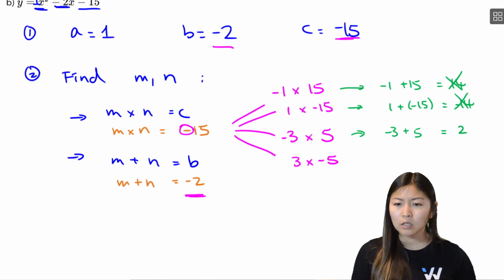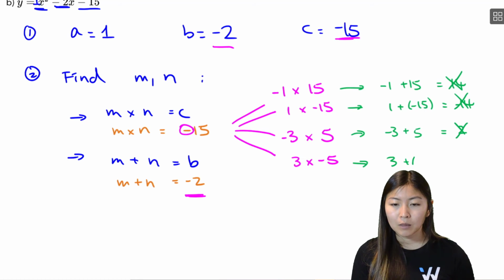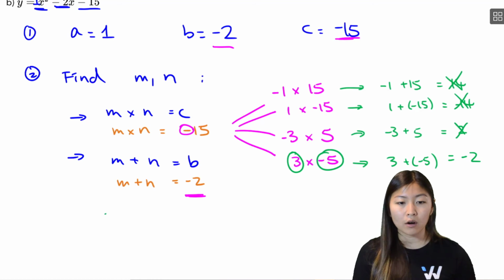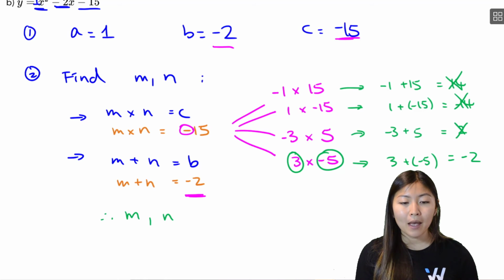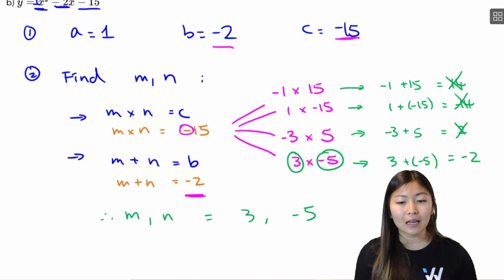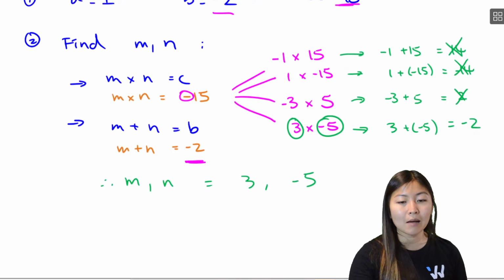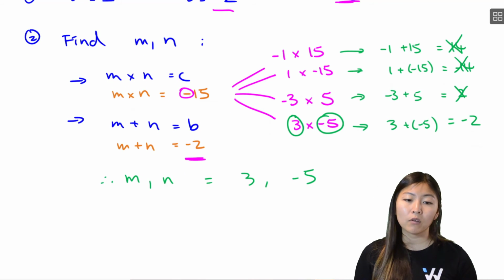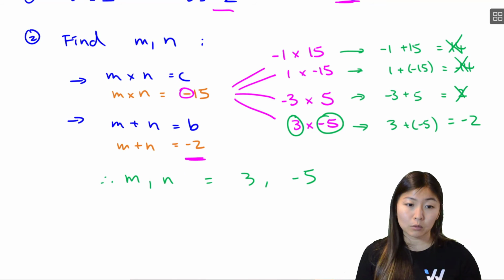Ooh, I'm getting close, but not quite. I need a -2. How about down here? 3 plus a -5. Ooh, that one gives me -2, meaning that 3 and -5 are our numbers. So m and n are going to be 3 and -5. The order doesn't matter. I can say m is 3, n is -5, or m is -5, n is 3.